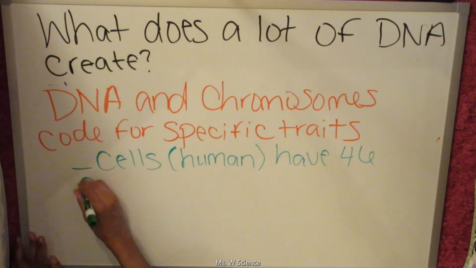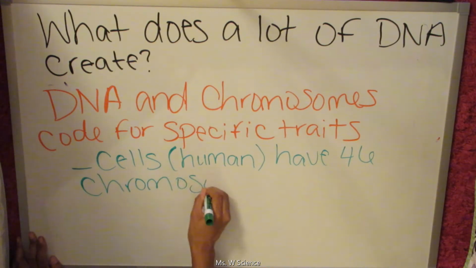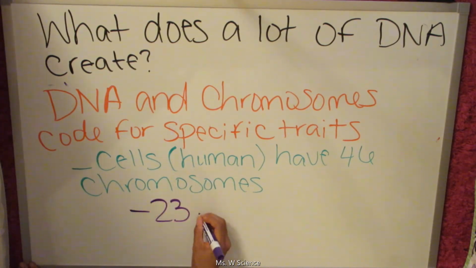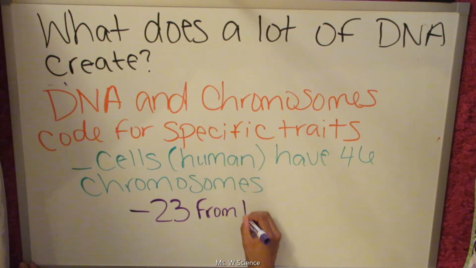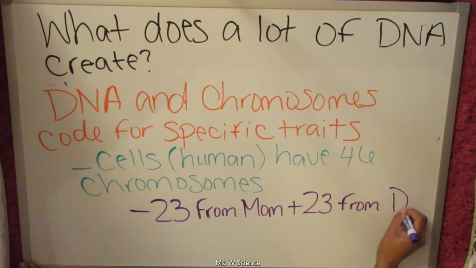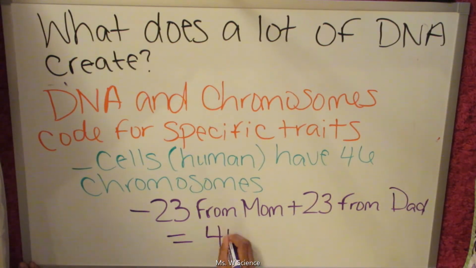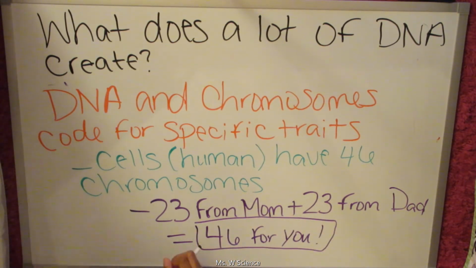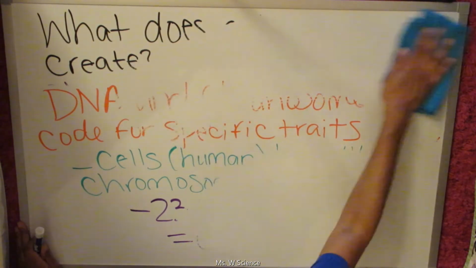Human cells have 46 chromosomes in each cell. How do we get this number? It's kind of odd. Well, you get 23 chromosomes from mom, and then you add that to the 23 chromosomes that you get from dad, and that makes you a human of 46 complete chromosomes. That's how we get that number. Your mom only gives you 23 chromosomes, and then you are now a complete human with your 46 chromosomes.